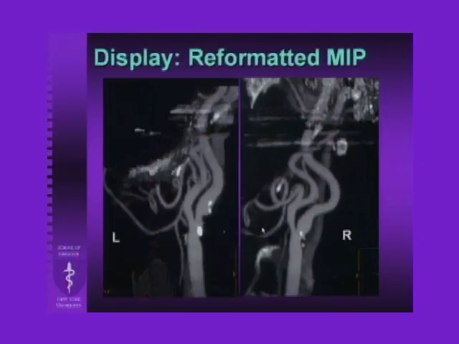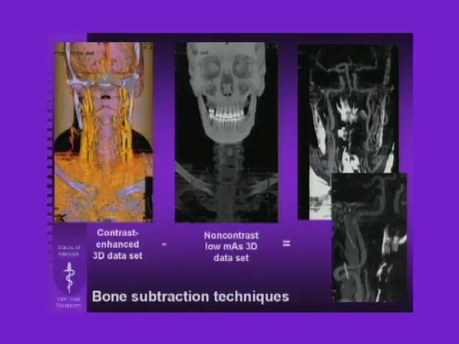Part of the whole issue in CTA is how do you reformat these images. Obviously, you can do a MIP, which is the easiest thing to do. It's a little bit more difficult intracranially because of the bone, but in the neck it works out pretty well. You can also do volume rendering, as you see here. Part of the issue rather is how do you keep the vessel but get rid of the bone.